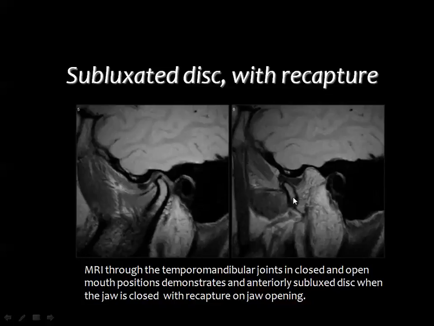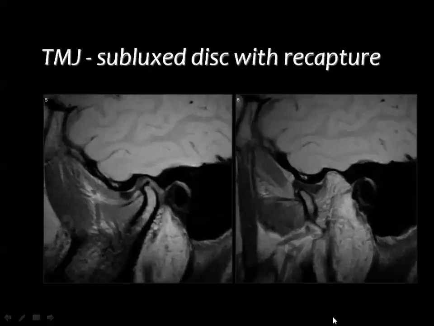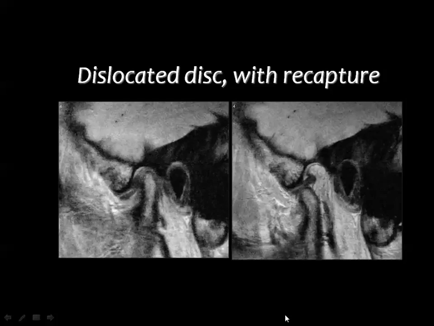Then during opening the mouth, the disc has recaptured or regained its normal position. The narrow part of the disc, which is the intermediate zone, is in between the articular eminence and the mandibular head, which is the normal position. Then this is the same case, and you see the disc is slightly displaced anteriorly during the closed mouth position with recapture or re-achievement of its normal position during opening of the mouth.